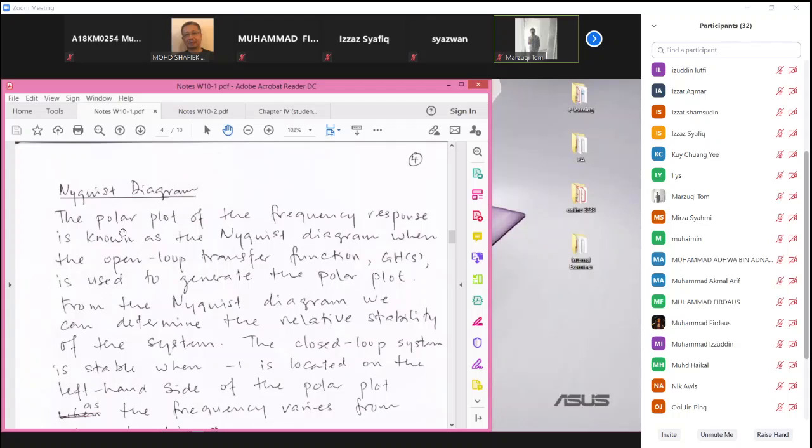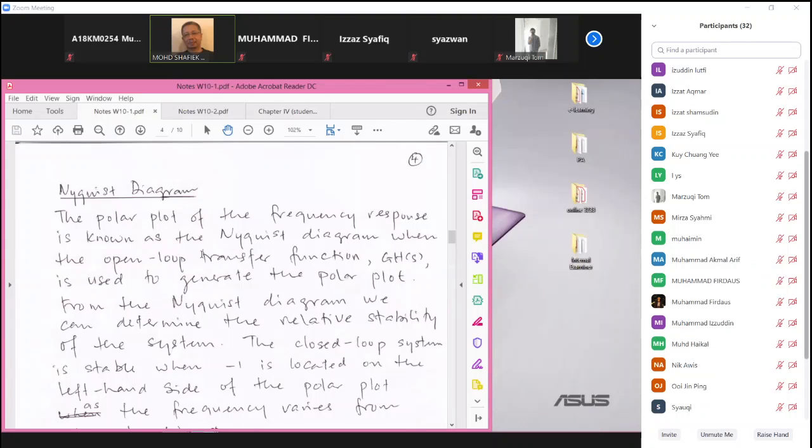But today we are going to talk about the Nyquist diagram. The polar plot of the frequency response function is known as the Nyquist diagram when the open loop transfer function GH of S is used to generate the polar plot. So when we use this open loop transfer function GH of S, the name given to that plot is the Nyquist diagram. In general, it is just called the polar plot of the frequency response function.